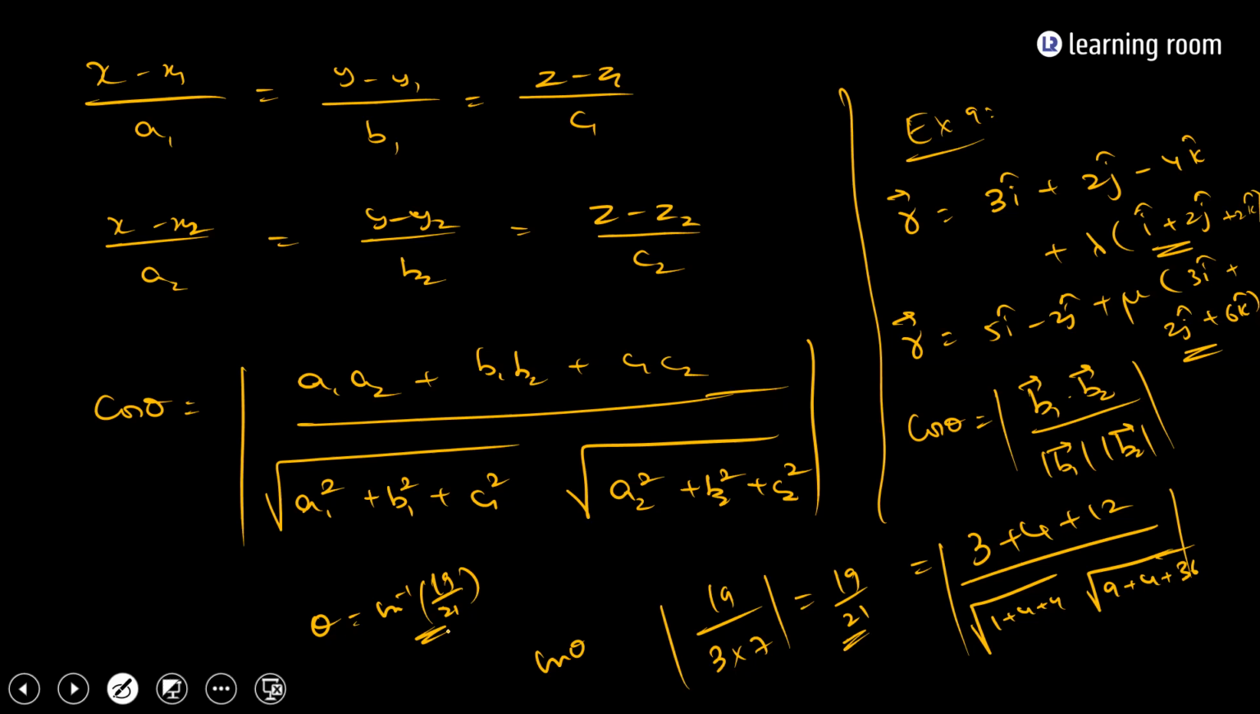Sir, tell me, in the left hand side, like in the general equation, sir. Yeah, in that, A1, A2, B1, B2 are the coefficients of B vector. So they are the direction ratios of B vector, no? That is all. Okay.